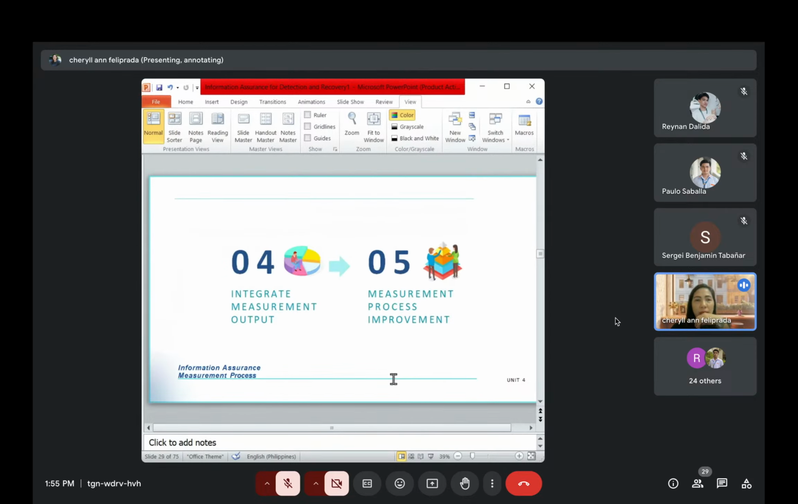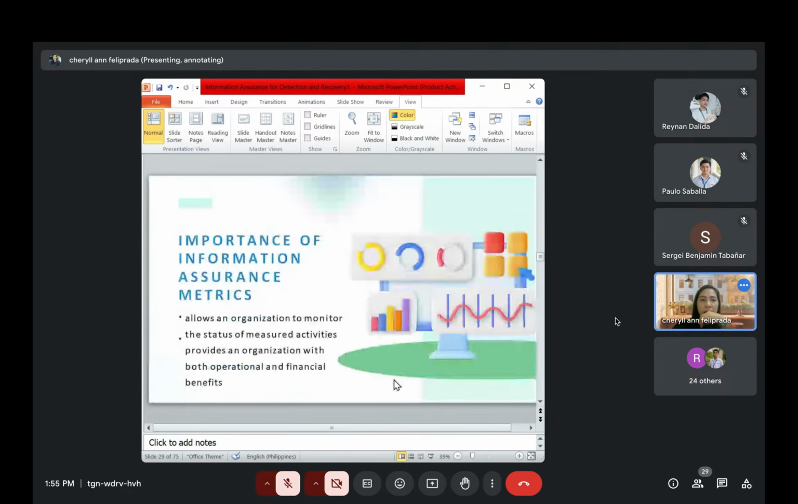Analyze and report. Number four is integrate measurement output. And number five, measurement process. Next, the importance of metrics. First, it allows an organization to monitor the status and measure metrics. It provides an organization with both operational and financial benefits.